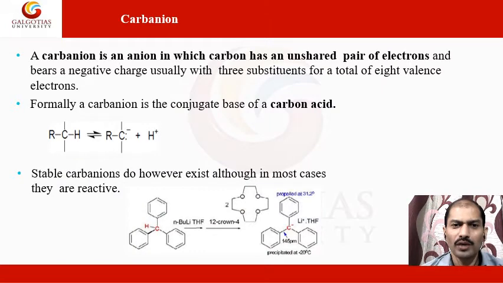Now coming to carbanion. A carbanion is an anion in which the carbon has an unshared pair of electrons, bearing a negative charge, usually with three substituents for a total of eight valence electrons. Formally, a carbanion is the conjugate base of a carbon acid. Here this carbon is attached to an alkyl group and other groups, and there is one lone pair of electrons carrying the negative charge, so this is like a conjugate base.